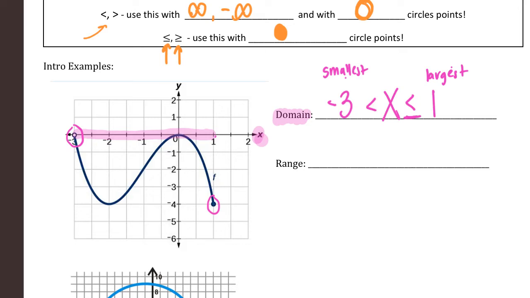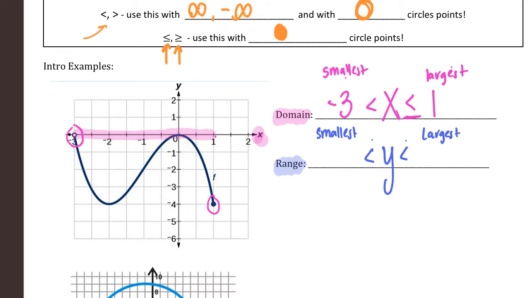Let's do the same thing with the range. Get a different highlighter color, and when we're talking about the range, we're talking about y values. So we're still going to set up our inequality, but we're going to put y in between. We'll worry about whether these inequality signs should have lines underneath them in just a minute. Remember, we put the smallest on the left, the smallest y value that the graph takes on, and the largest on the right.